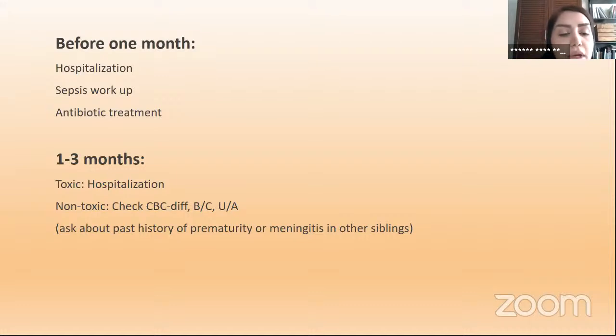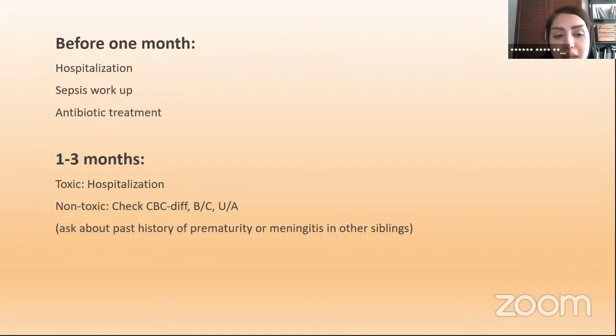And after that, between 1 to 3 months, if your child is toxic, then you should hospitalize it. Or if the child is non-toxic, you can check CBC differentiation test, send blood culture, UA, and something important here is ask about past history of prematurity, meningitis in other siblings, or any other disease. If any of them are positive, you should hospitalize your patient.